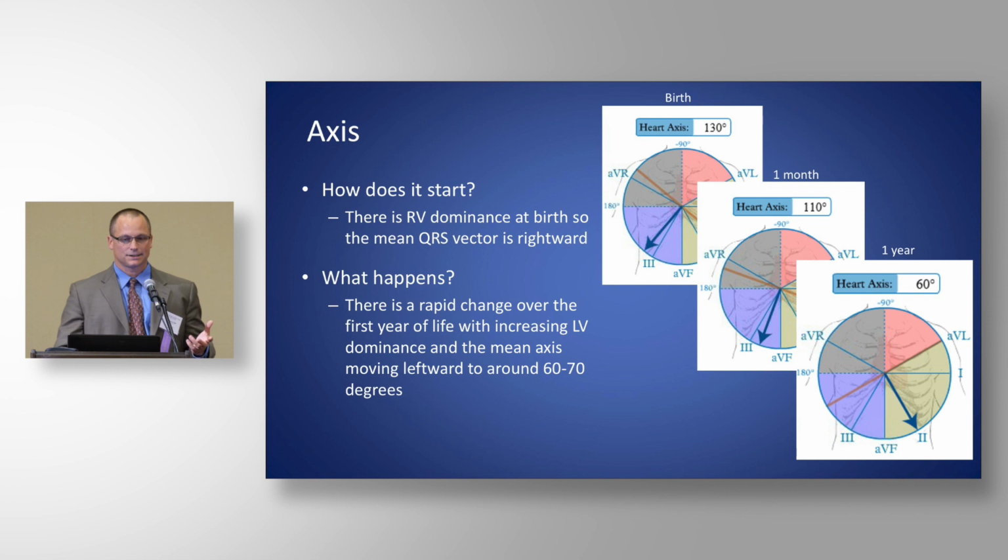So if we just looked at axis, each of these slides will be similarly set up. How does it start and then what happens? At birth, there's RV dominance, and so the mean QRS vector is rightward because the RV is more dominant. A normal axis at birth is 130 degrees, and at 1 month, 110 degrees, as the RV decreases and the LV increases in dominance. Ultimately, by about a year of age, the axis is more akin to what you see in adults. And so this is related to the RV dominance decreasing.